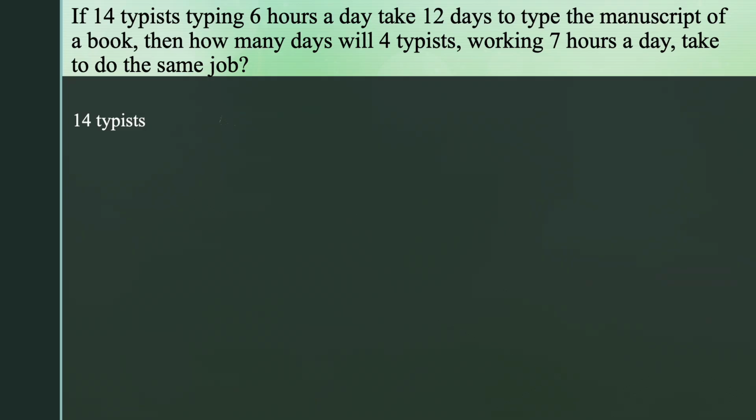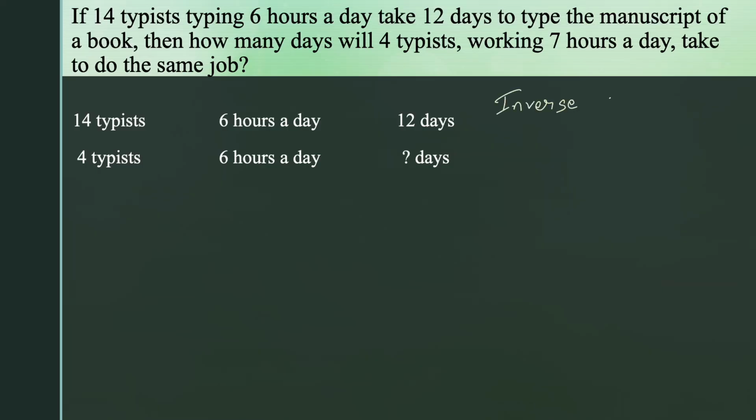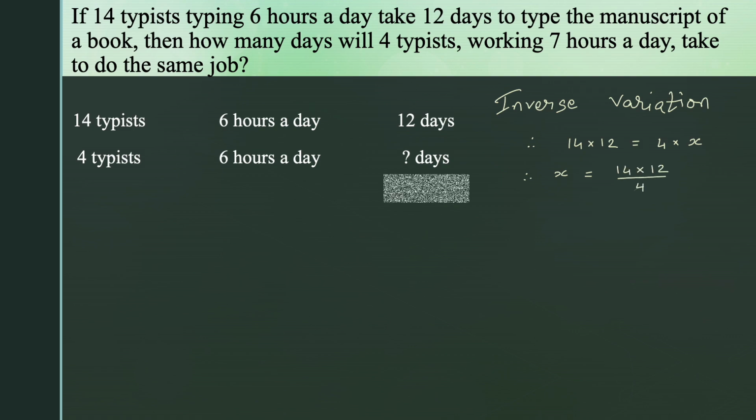Initially, we have 14 typists working 6 hours daily for 12 days to finish the work. We'll keep the number of hours per day constant at 6. Now, if 4 typists work 6 hours a day, how many days will they need? Since fewer typists will require more time, this is an example of inverse variation, where the product of two quantities remains constant. So, 14 times 12 equals 4 times the new number of days, x. Solving for x, we get 42 days.